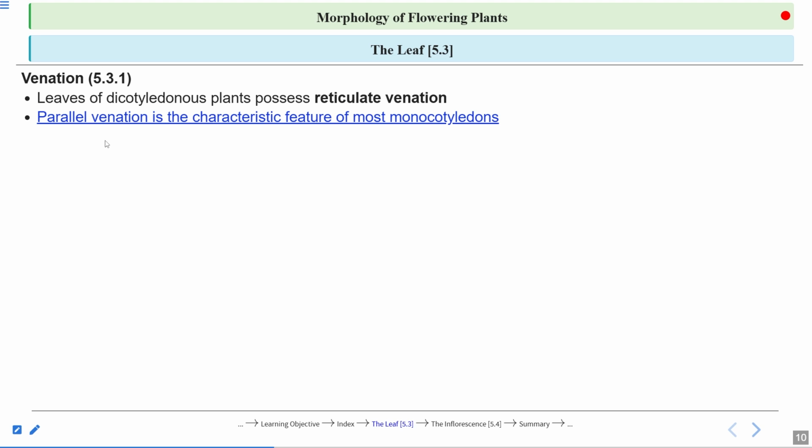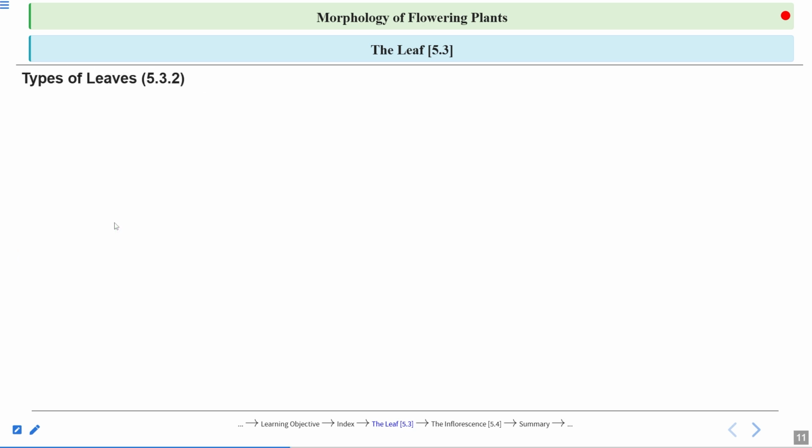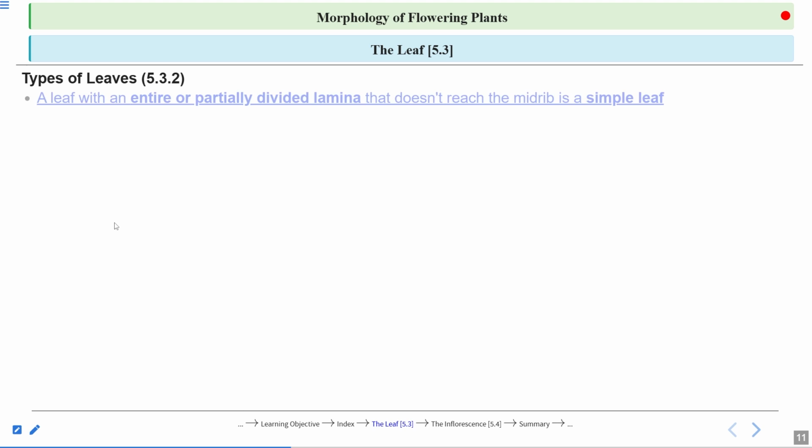Parallel venation is the characteristic feature of mostly monocotyledonous plants, meaning monocot plants, such as grasses. Again, you can see this structure of the leaf showing reticulate venation and parallel venation. Now let's talk about the types of leaves. A leaf with an entire or partially divided lamina that doesn't reach the midrib is the simple leaf. There are two kinds of leaf, simple leaf and compound leaf.